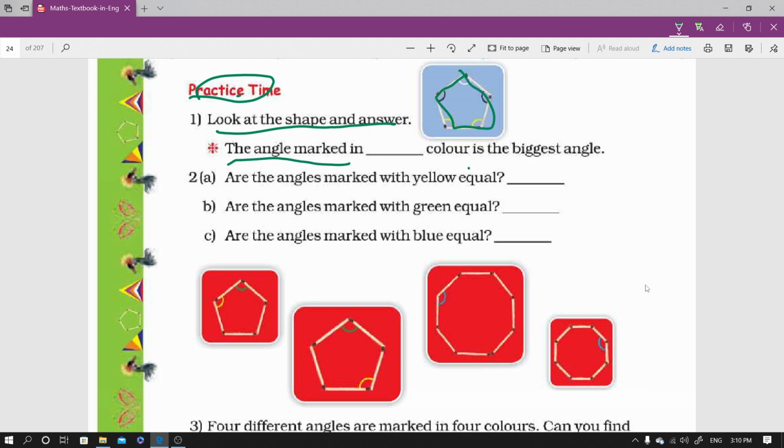The angle marked in black color is the biggest angle.